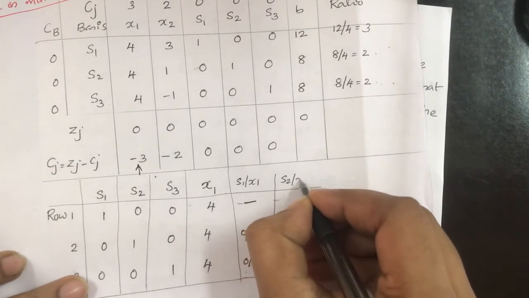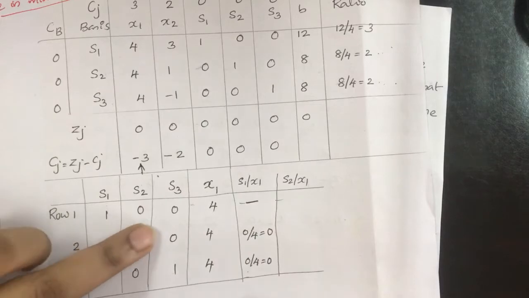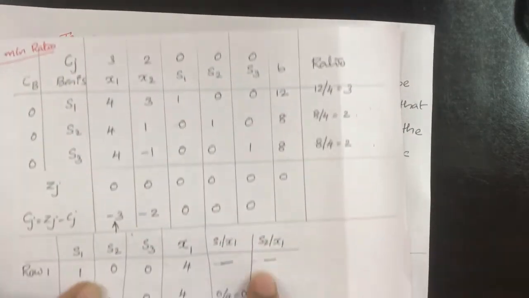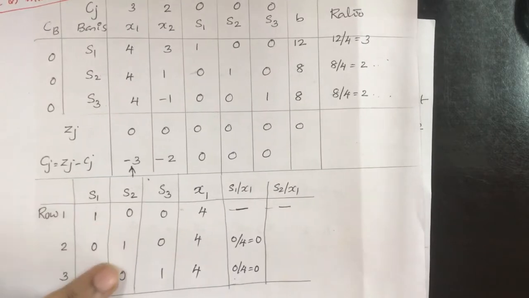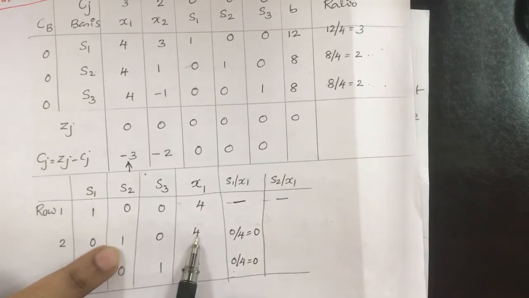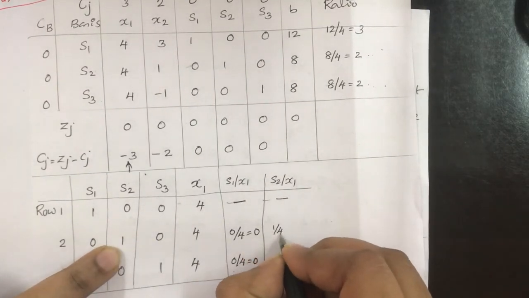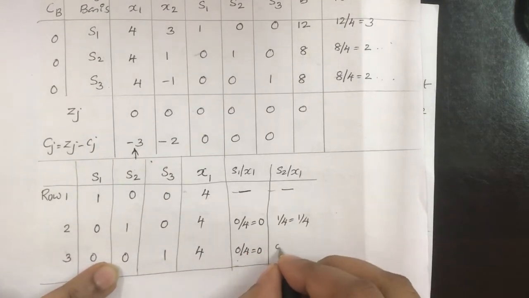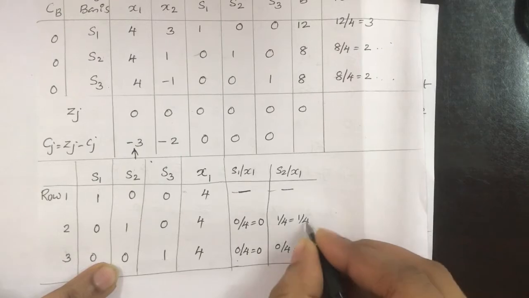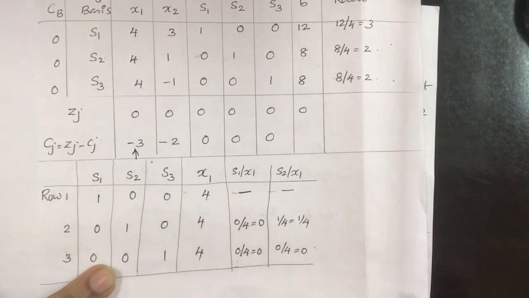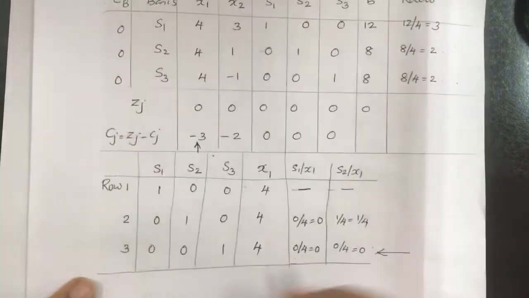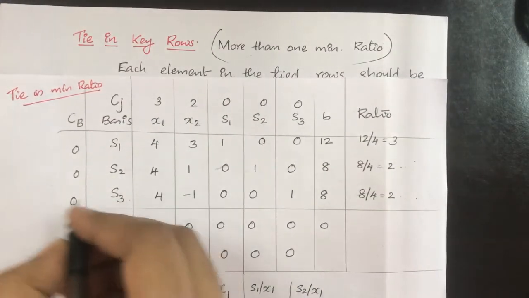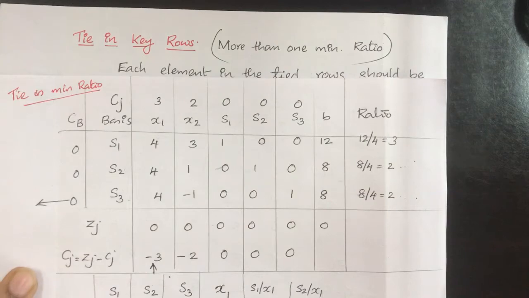S2 divided by X1. So this is X2. Here also there is no tie in the first row. So we do not want to find the ratio of row 1. Row 2, 1 divided by 4, 1 by 4. Then 0 divided by 4, 0. Which is the lowest ratio? 0. So this is for row 3, which means S3 is the outgoing variable.